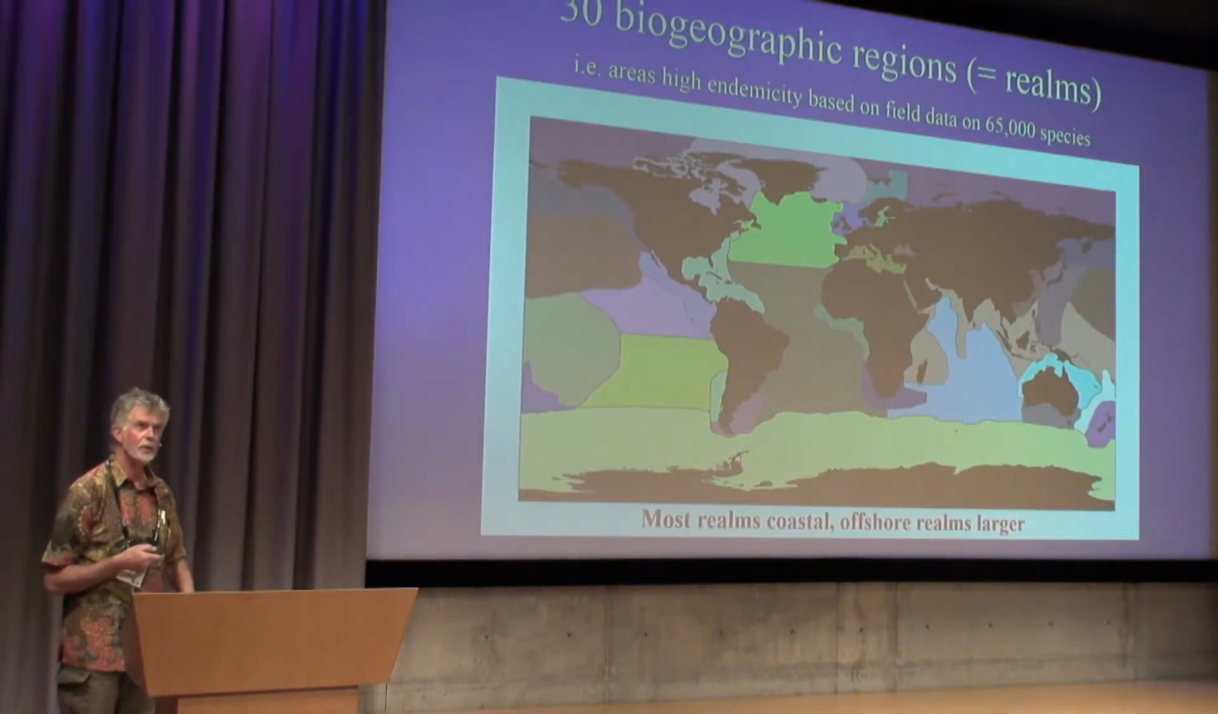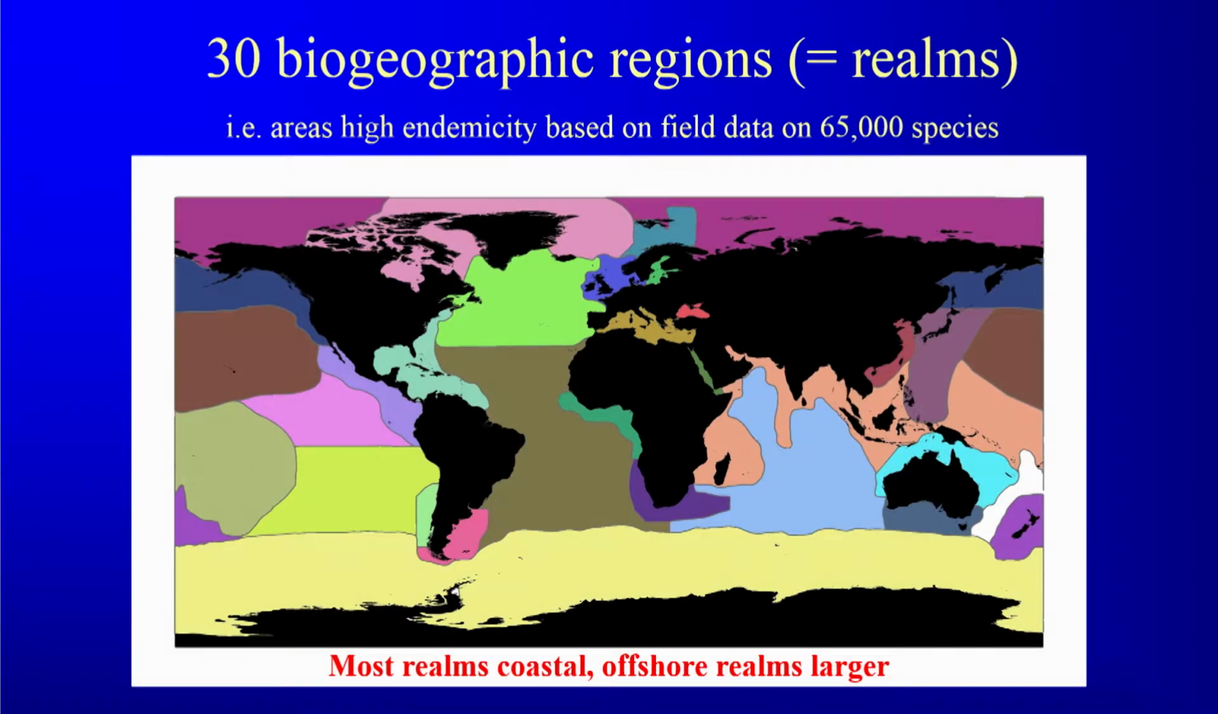So take a very quick jump to the results. This is the results we got from the biogeographic species data analysis, and we ended up with 30 different biological realms. Some of them are quite small, like in some of the Baltic and the Black Sea. We didn't include the Caspian Sea. Some are very large, like the Southern Ocean and the mid-ocean areas. So most of these realms are coastal, and the offshore realms are larger.